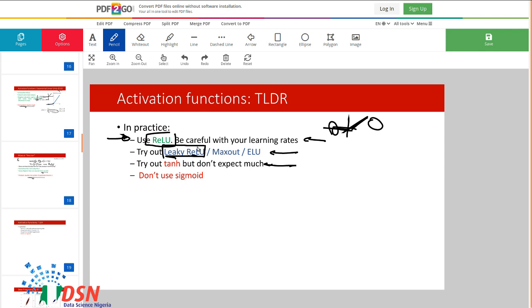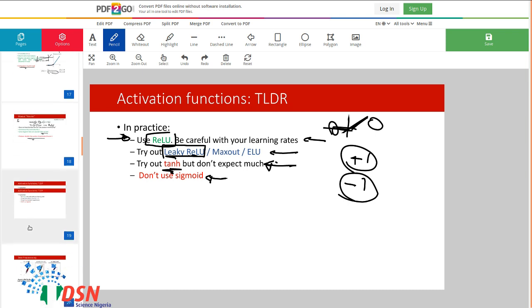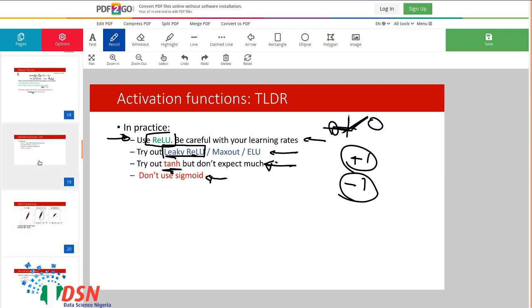You could use tangent hyperbolic, but don't expect too much. Actually, I don't use tangent hyperbolic myself. Maybe for the output unit, if you want a range of -1 to 1, using tangent hyperbolic is a good idea. But for intermediate layers, I suggest don't use tangent hyperbolic. And also for the sigmoid function, don't use that because it kills the gradients in deep neural networks, and it is not really good. Okay, so this is about activation functions.